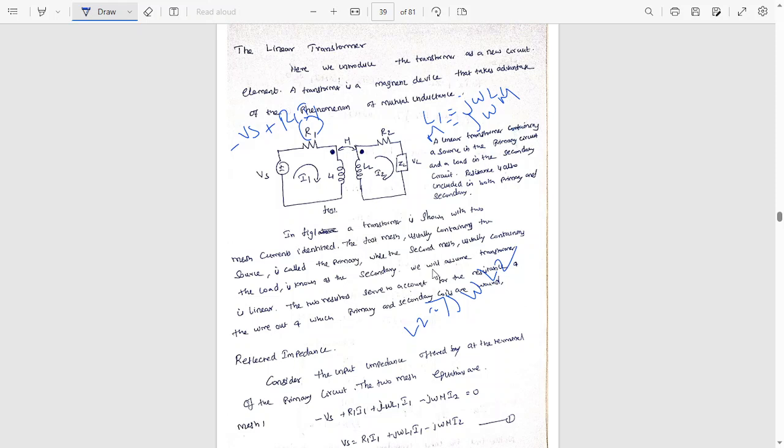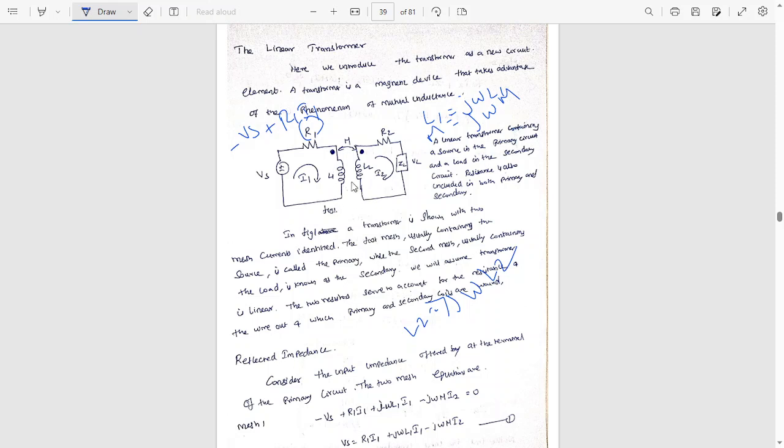So it is important that we convert this circuit into the frequency domain if we need to apply KVL, so it will be easy for us to solve. That is why we are considering it in the phasor domain. So we have minus Vs plus R1 I1. For resistance there are no issues.